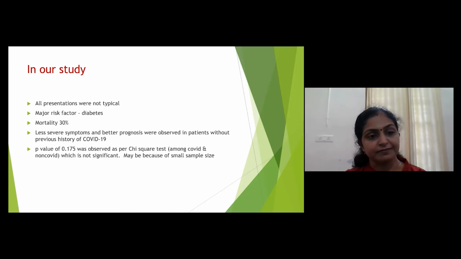In our study, all presentations were not typical. The major risk factor was diabetes. Mortality was 30%. Less severe symptoms and better prognosis were observed in patients without previous history of COVID-19. A p-value of 0.175 was observed as per chi-square test among COVID and non-COVID, which is not significant, maybe because of the small sample size.